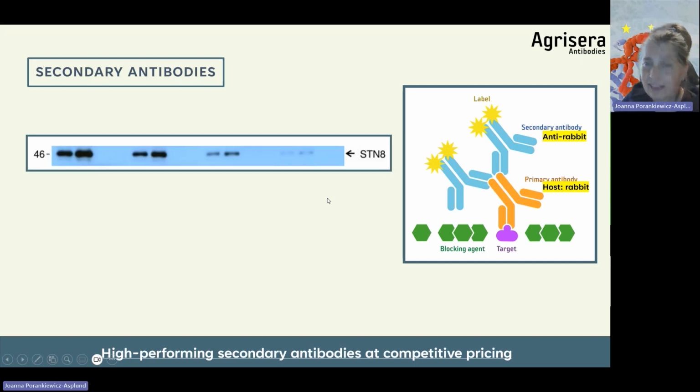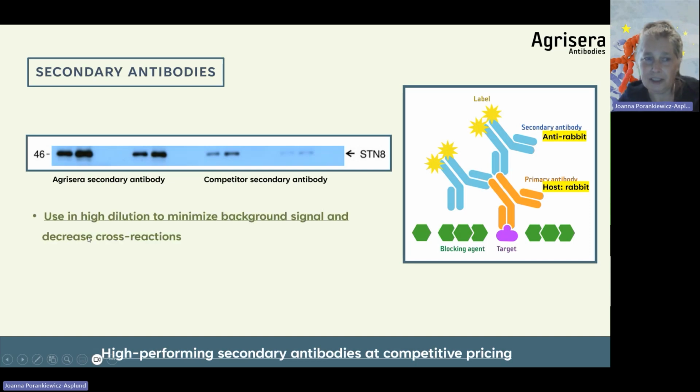And there is actually a difference between different secondary antibodies. So one of the Agrisera secondary antibodies, called anti-rabbit, can be used in very high dilutions, 1 to 25,000. And as you see here, that antibody is quite efficient. It is also an antibody which is on the list of the 10,000 most published antibodies in the world. And this antibody is extremely efficient.